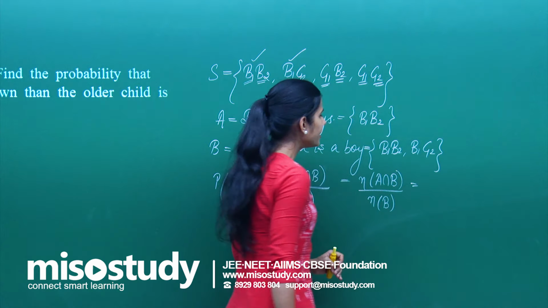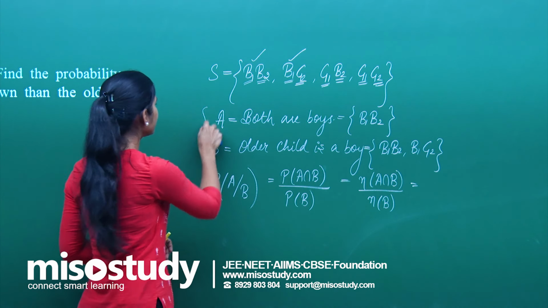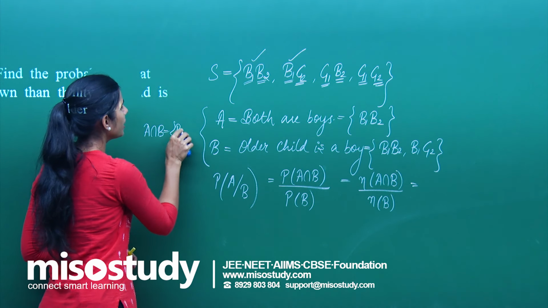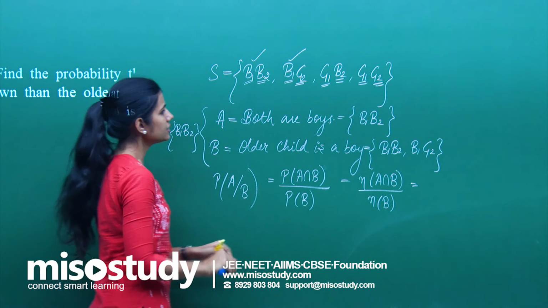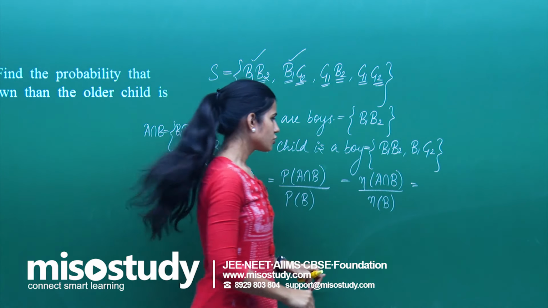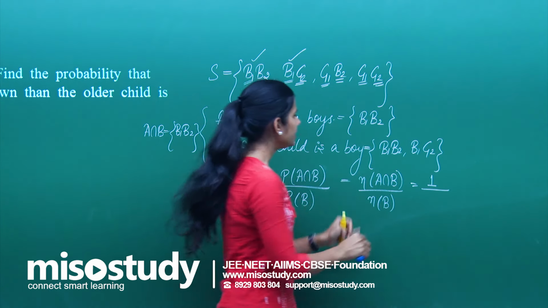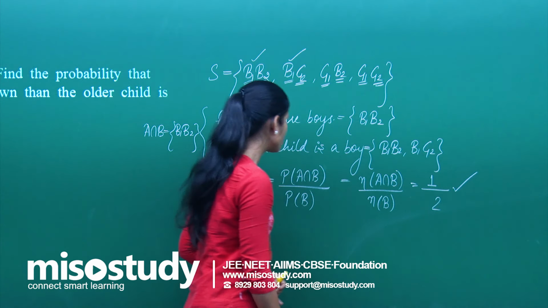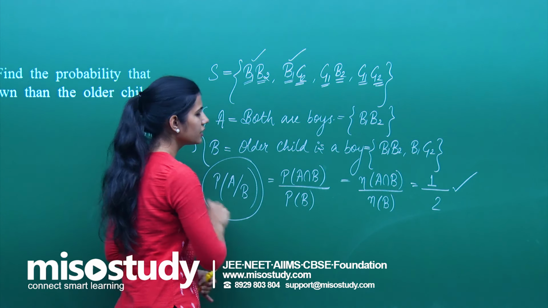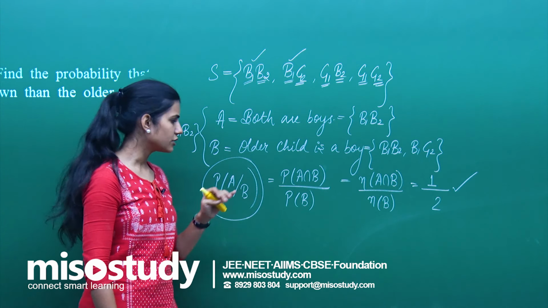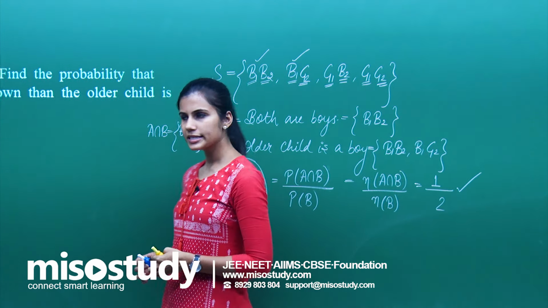How many elements are there in A intersection B? If this is A, this is B, then clearly A intersection B consists of just B1, B2, isn't it? Only one element is common. So the number of elements in A intersection B is 1. The number of elements in B, event B has 2. So 1 by 2 is the probability of both the children being boys when you know that the older child is a boy. Is it clear? Easy enough?